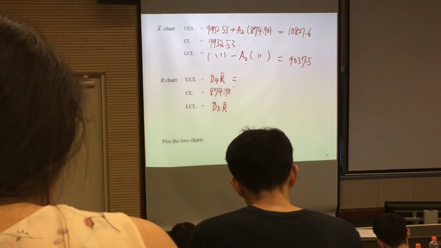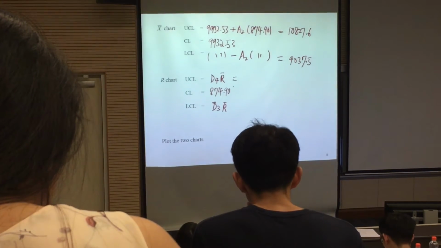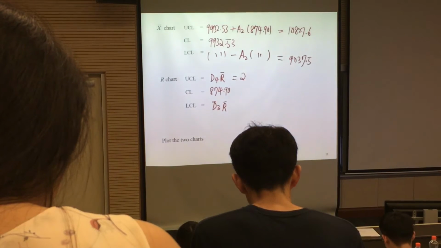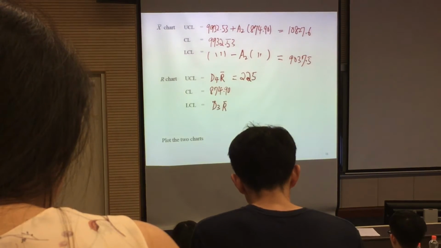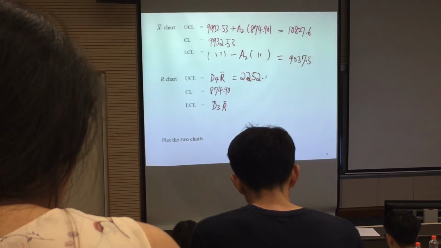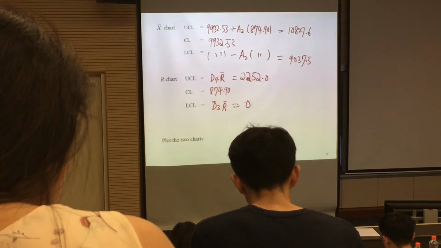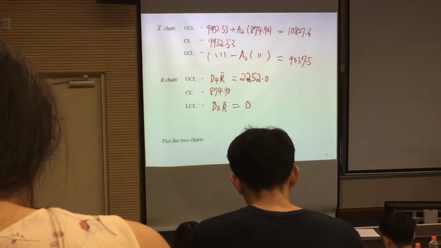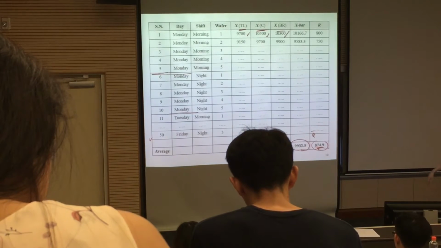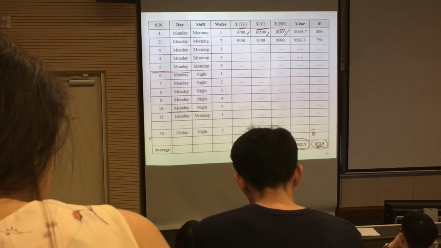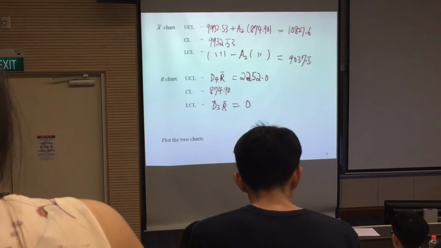Right? 2252.0. And this is a negative value, so it's 0. Okay. So this, no issue, that's quite straightforward. And then with the control limit, of course I didn't give you the exact number, so you cannot plot, you can only calculate the control limit, but then the plot is given here.